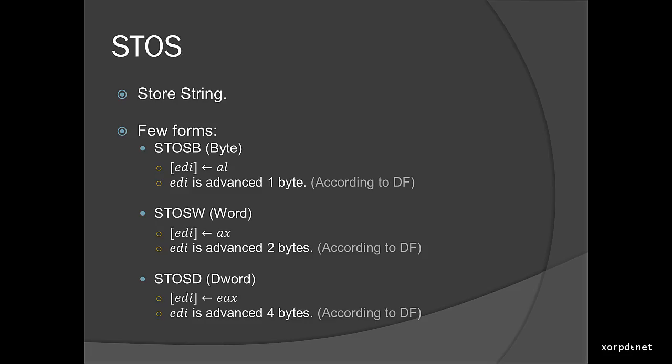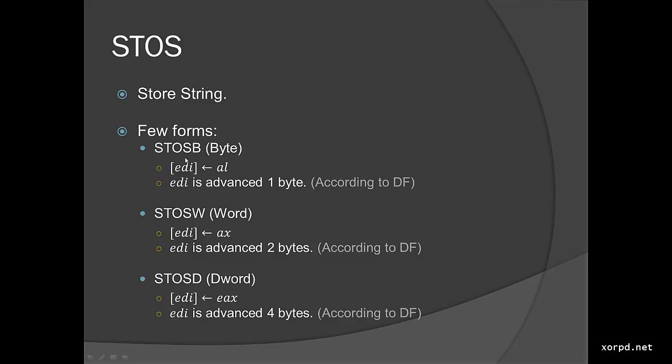Let's begin with STOS. STOS means store string. It has a few forms, and by the way, it doesn't have any arguments. So you just write down this instruction. You don't add any arguments to the instruction. So the few forms of this instruction.